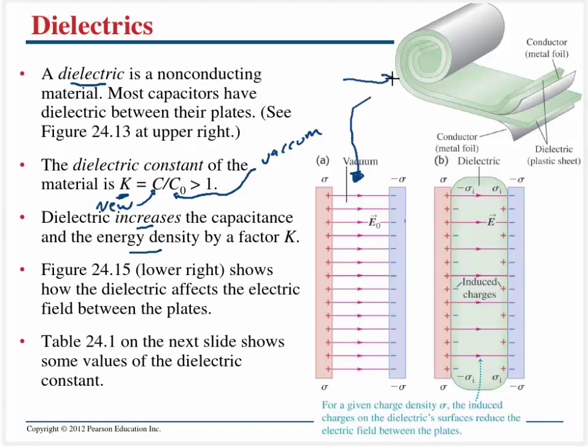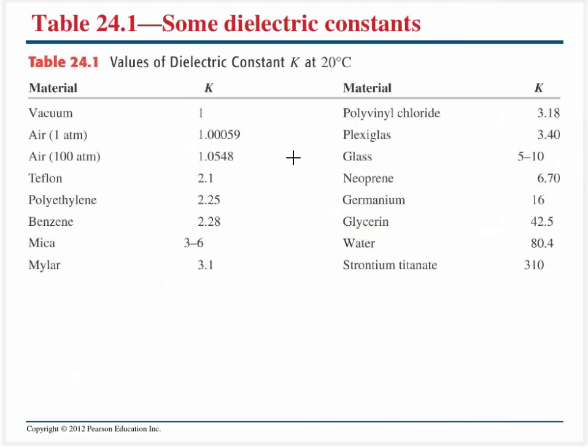You can see in this diagram what real capacitors are actually going to look like. Think of it as just a big long roll of two conductors separated by a dielectric plastic sheet, and we roll it up to get as much surface area as we possibly can, to get as much capacitance as we possibly can. Of course, the non-conducting material, the dielectric, is going to have some charge separation on it. It is not a conductor, and so it's going to get some induced charges on it.